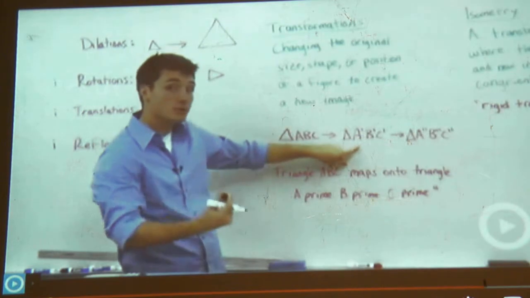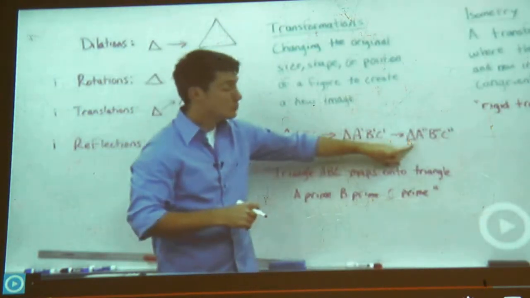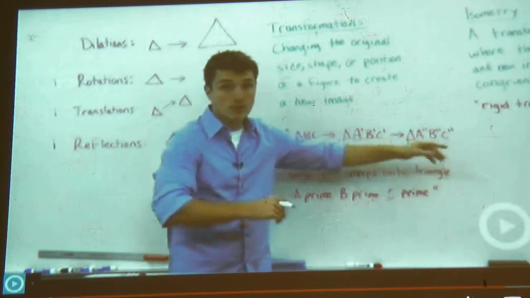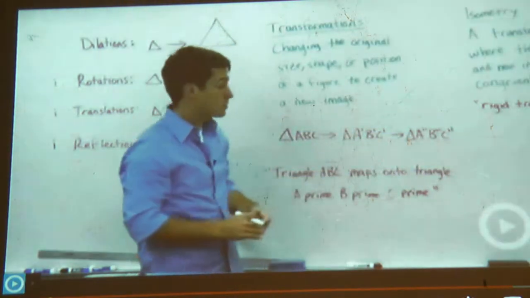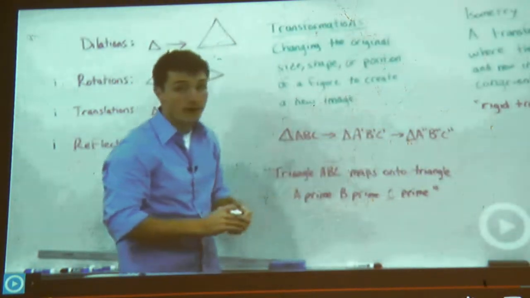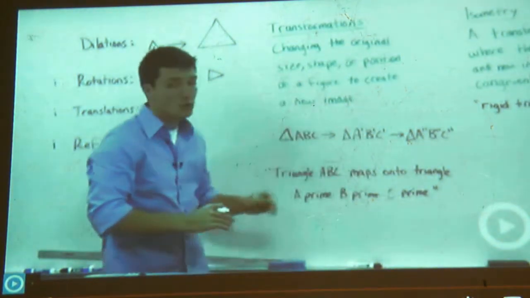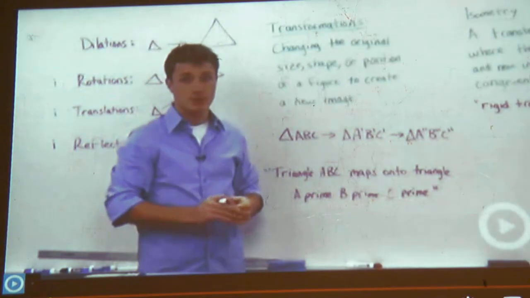Let's say you did another transformation. Then that would become triangle A'', B'', C''. So every time you go through a transformation, you're going to have one more prime on each of your vertices. So keeping this in mind, you can perform any type of transformation.